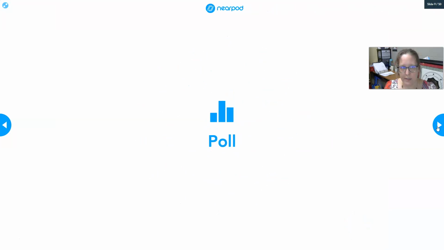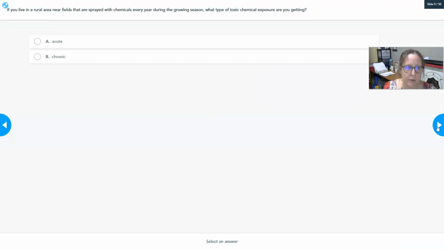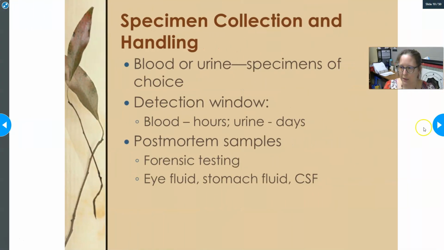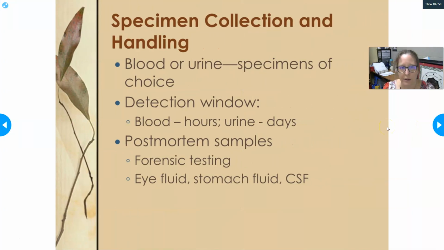Okay, so next little application question. If you live in a rural area near fields that are sprayed with chemicals every year during the growing season, what type of toxic chemical exposure would you be getting? Would it be acute or chronic? So think about that one for a second. Pretty easy application on that one.